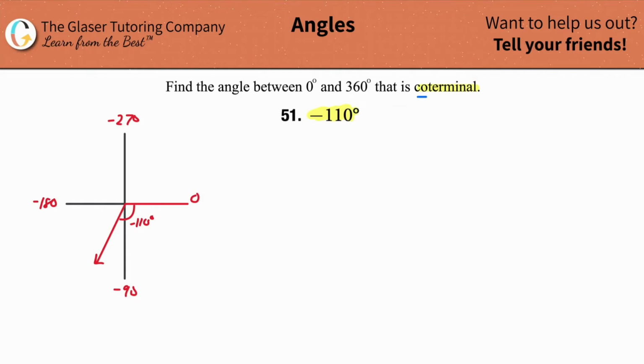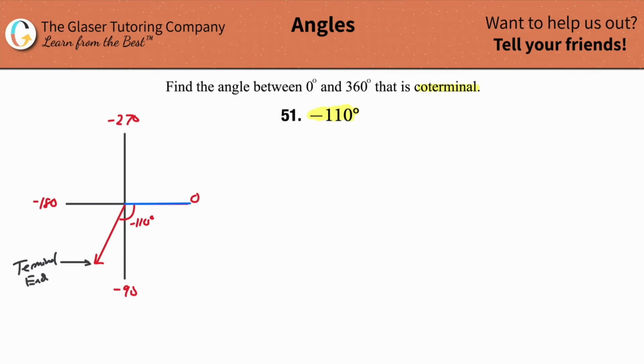Now, coterminal. Co means with, terminal means end. So this right here was the end. This side right here was the terminal side of this angle. Let me put that maybe in black for now. So this line right over here represents the terminal end.